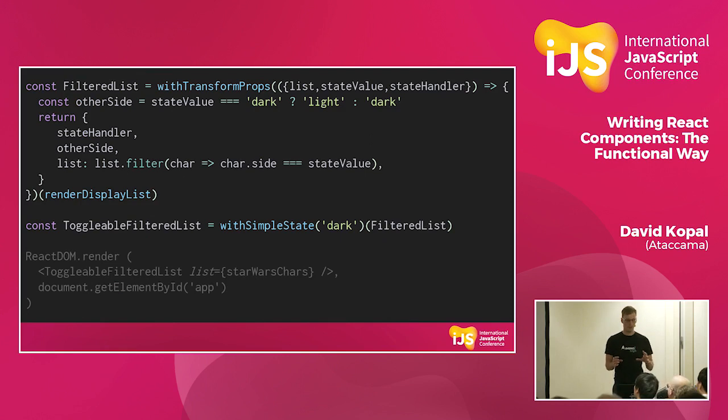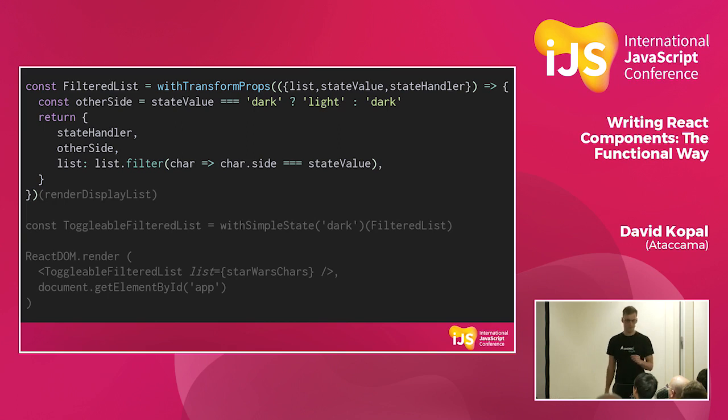Now we have the filtered list component and the toggleable filtered list component. The filtered list component is an enhanced component. You can see again we are enhancing the render display list with the with transform props logic. In toggleable filtered list, you can see that we take the filtered list, which is already enhanced, and we enhance it even more with the with simple state functionality. Now let's take a look at how this really works.